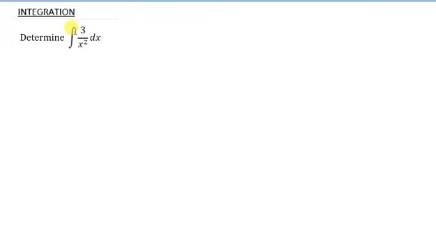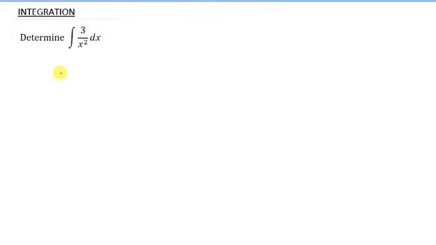So today we are determining another equation, which is the integration of 3 over x to the power 2 dx. Now if you look at this one and the one we did last time, it is different. That one was straight, but this one is a fraction. We have a fraction here. So how are we going to determine this one?